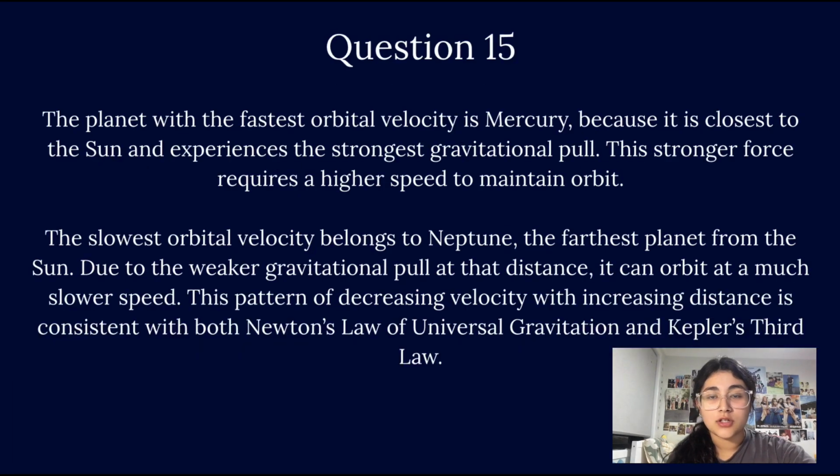The planet with the fastest orbital velocity is Mercury, because it is closer to the Sun and experiences the strongest gravitational pull. With this stronger force, it requires a higher speed to maintain orbit. The slowest orbital velocity belongs to Neptune, the furthest planet from the Sun. Due to the weaker gravitational pull at that distance, it can orbit at a much slower speed. This pattern of decreasing velocity with increasing distance is consistent with both Newton's law of universal gravitation and Kepler's third law.